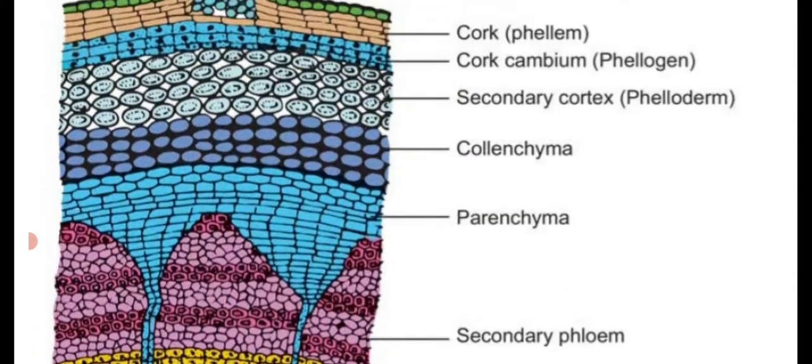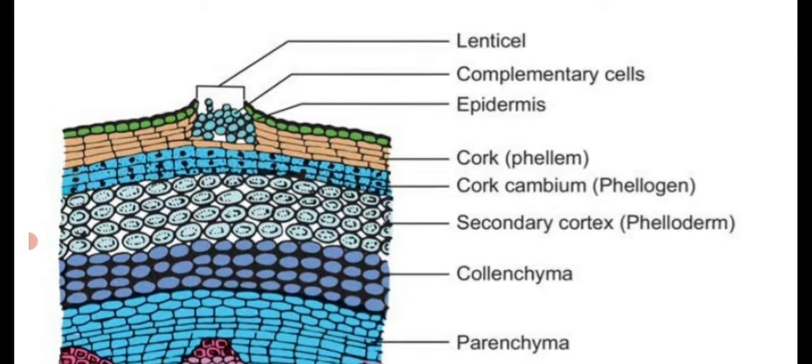So dear students, I hope you have all understood interfascicular cambium, how they are producing the vascular cambial ring. From this vascular cambial ring, they are producing secondary xylem on the inner side and secondary phloem on the outer side.